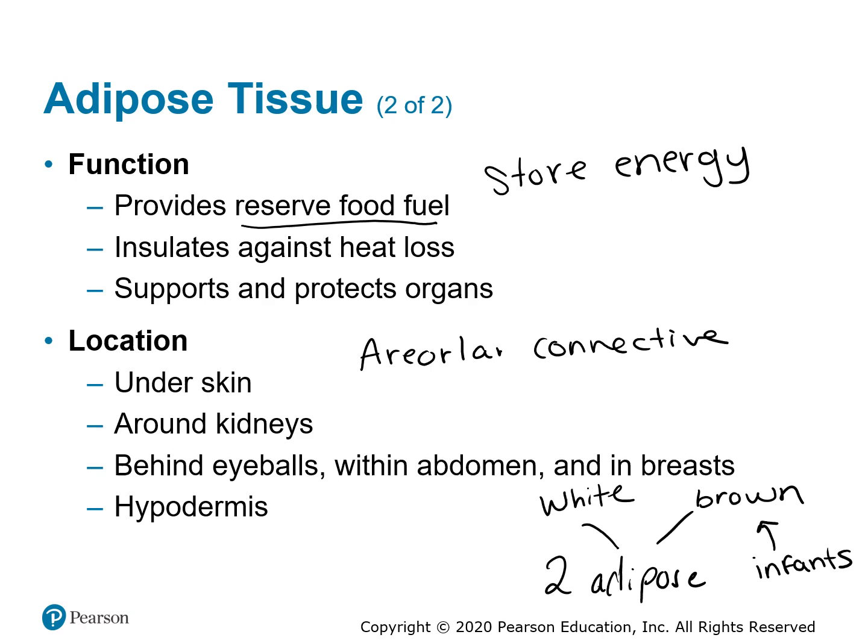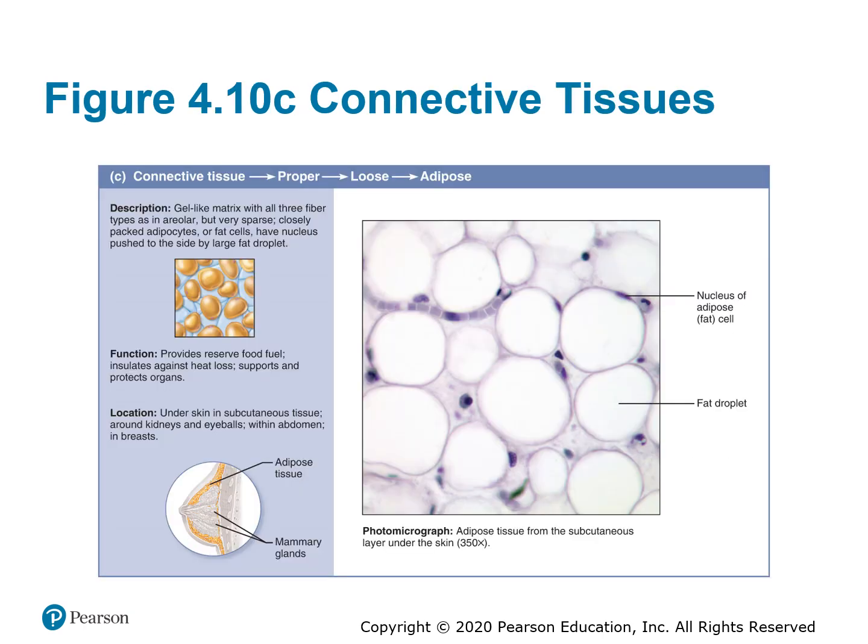Like I said, as I was drawing that, you see all of these fat droplets within the cell, and the nucleus gets pushed off to the side there. They have a very sparse matrix, so they don't have a ton of extracellular matrix, because they really don't need it. Those fat cells take up a lot of space on their own.